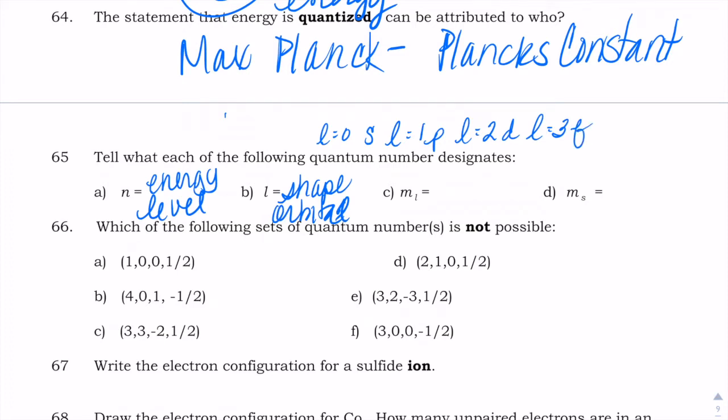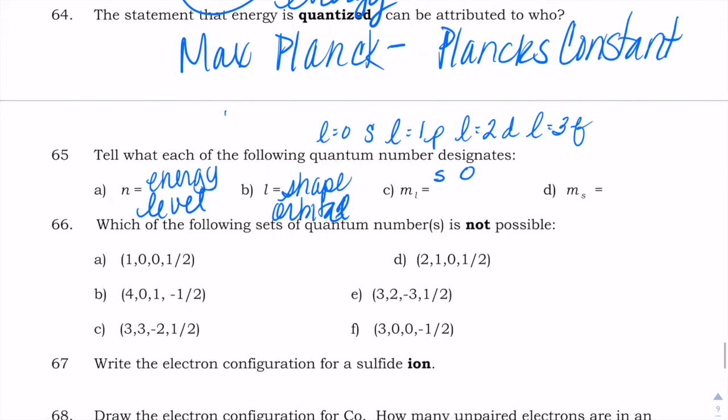ML refers to the room number. An S orbital only has one room, so it's only going to have a 0. A P orbital can have 3 rooms, so it has numbers from -1 to +1. A D orbital has 5 rooms, and those numbers go from -2 to +2. An F orbital would have 7: -3, -2, -1, 0, 1, 2, 3.